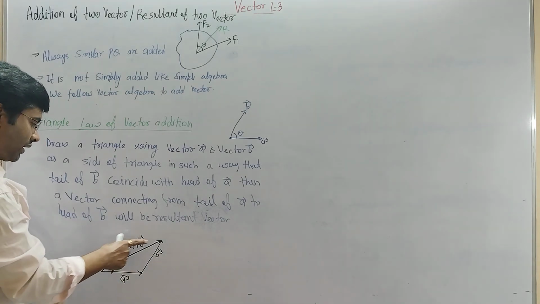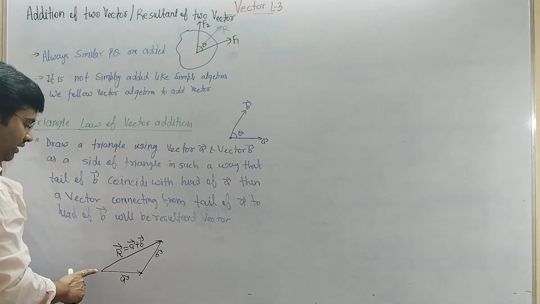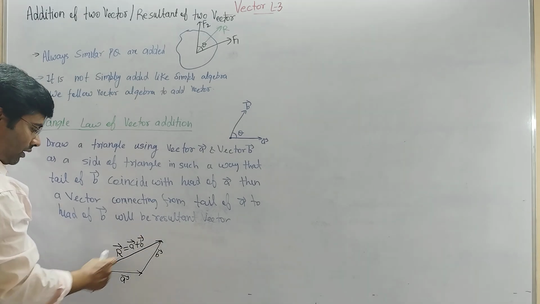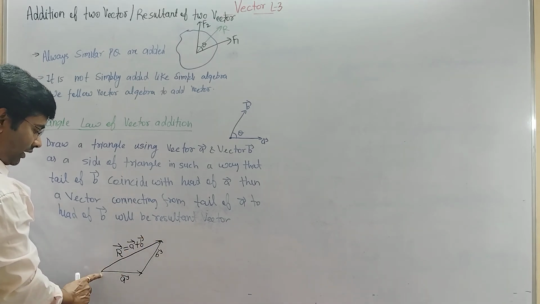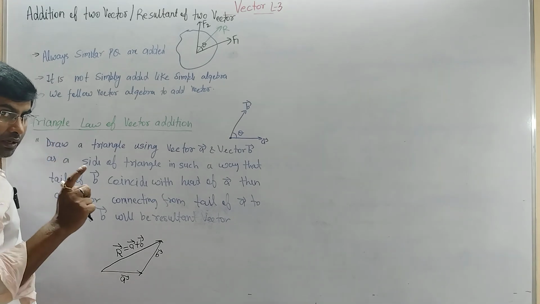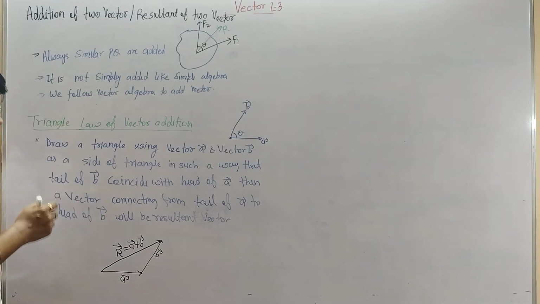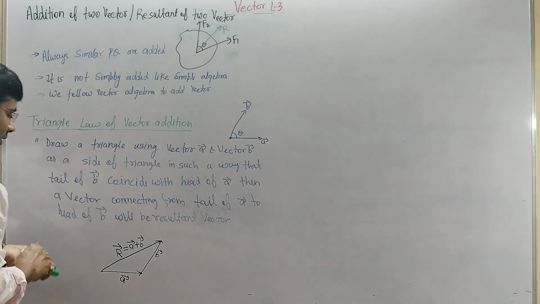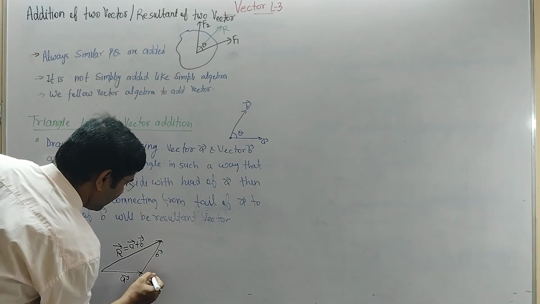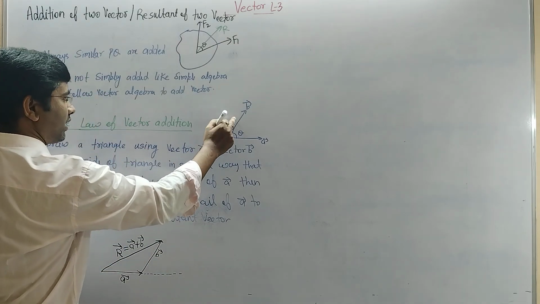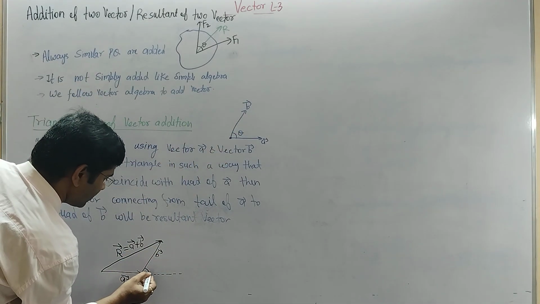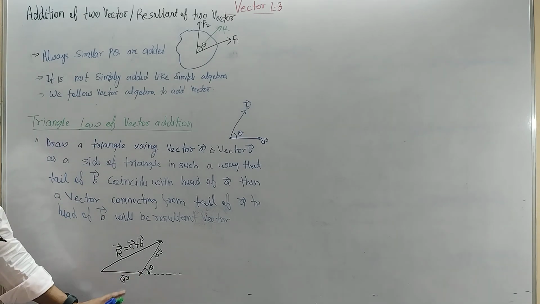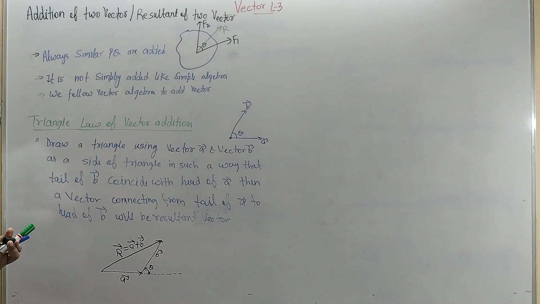Then whatever is the gap between initial and final point, means tail of vector A, initial vector, and head of vector B, final vector, the connecting vector between tail of vector A to head of vector B will represent the resultant value. Okay, so this is the resultant value. Here if this is theta, then this theta will be this angle. Extend this A, and this theta is the angle between vector A and B.